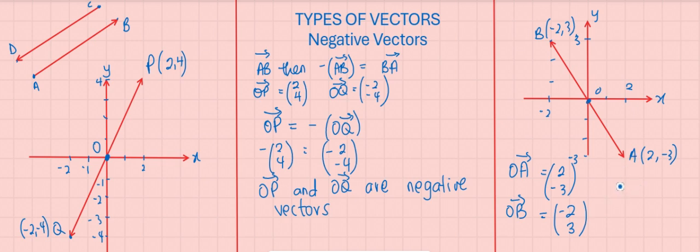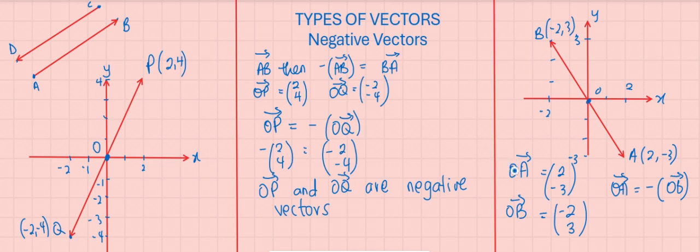Again, they are negative vectors because OA is equal to the negation of OB. If we negate 2, we get a negative 2. If we negate the negative 3, we get a positive 3. So this explains negative vectors.